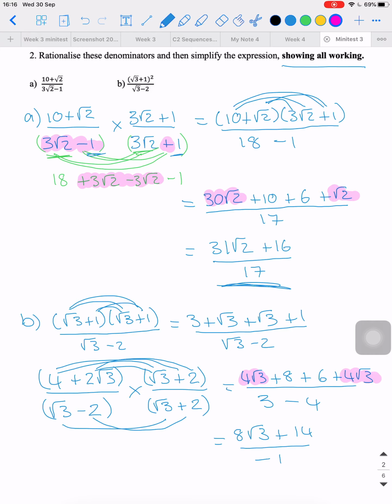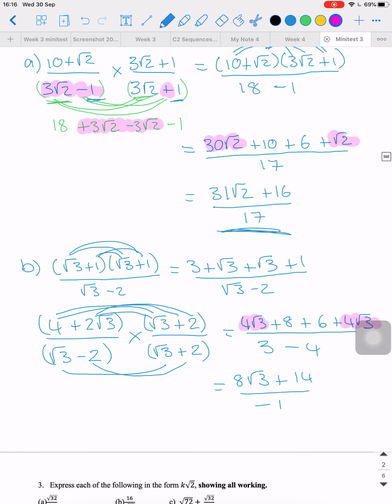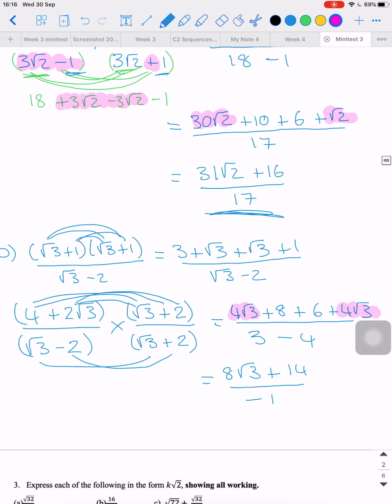And because I'm looking to simplify fully, I'm not going to leave it like that. Dividing everything through by minus 1 will just change the sign of everything. So that then would be my final answer.